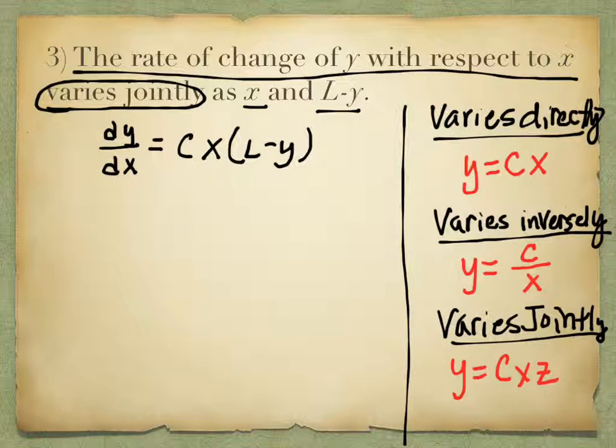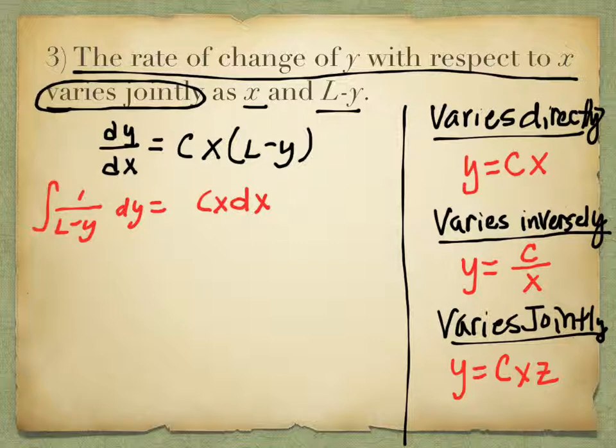Okay, multiply the dx to the right-hand side, and what else, Chelsea? Perfect. So this is going to become 1 over L minus y dy equals, I have a c and an x, and now a dx. And then I can integrate, yeah? Okay, what will the integral on the left become?